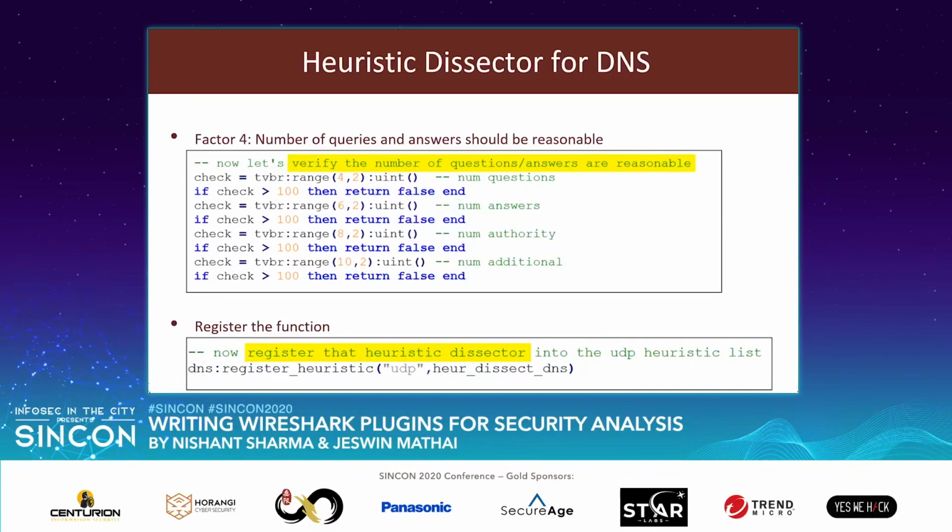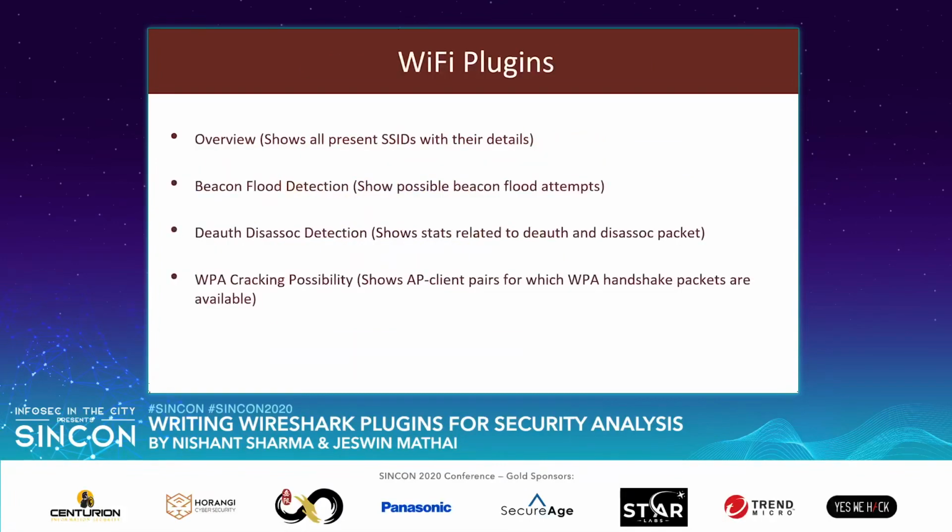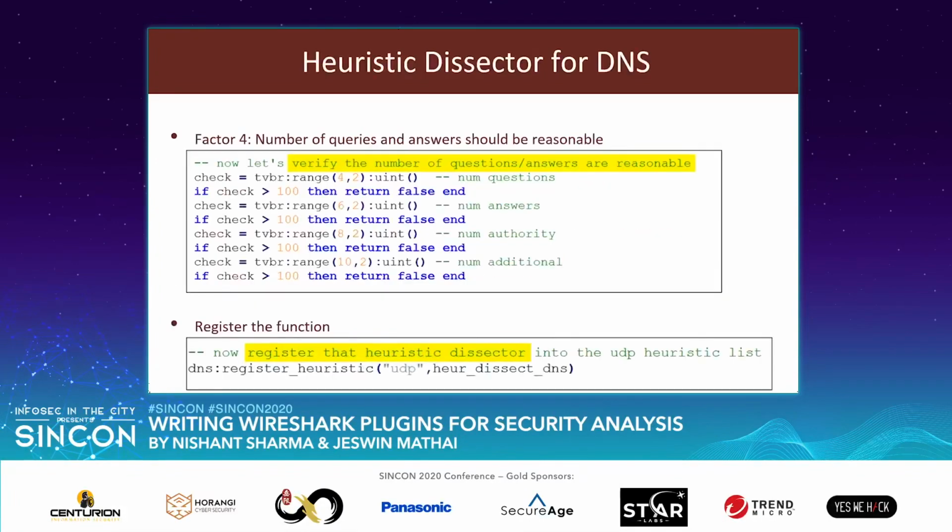And then you register the function. Here, what you can observe is that because it's a heuristics dissector, the way it is registered, you actually mention the protocol before it. If no protocol after this mentioned protocol is able to understand this packet, then it will be passed to the heuristics dissector. That's how it works. So let's see the heuristics dissector in action.